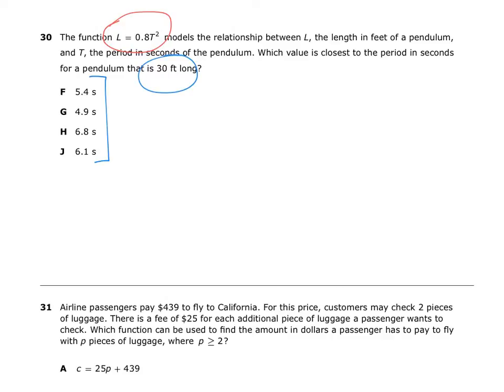When I trace a 6.8, I get 36.992. That's too big, so hopefully 6.1 gives me 29.768, which is very close to 30. So J would be the correct answer. And it says which is closest, so it doesn't have to be exact.